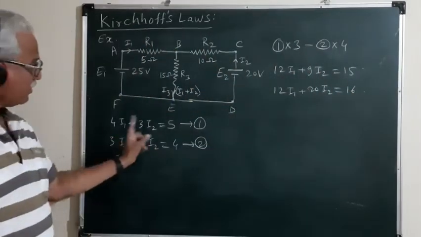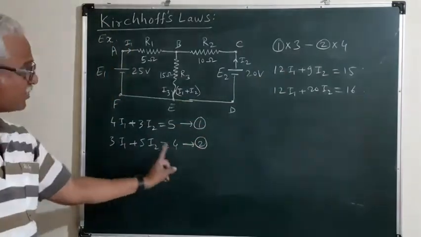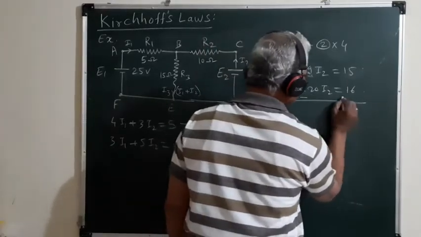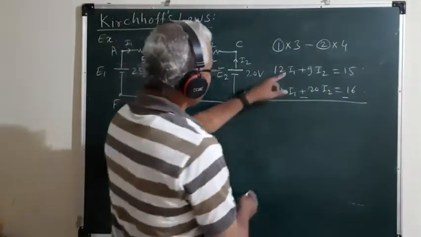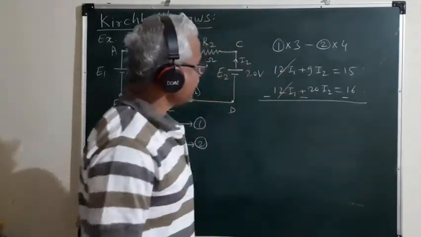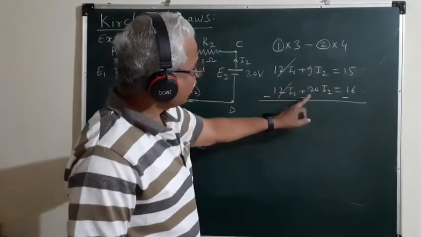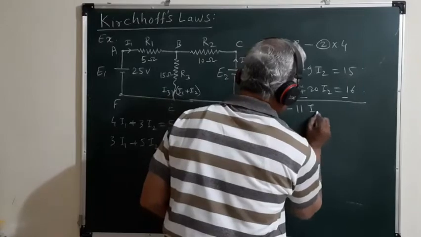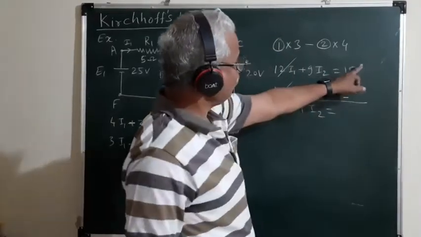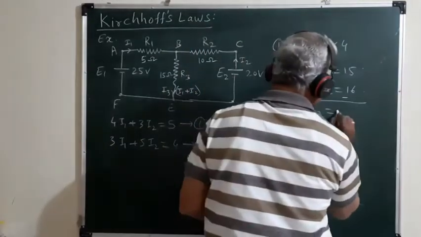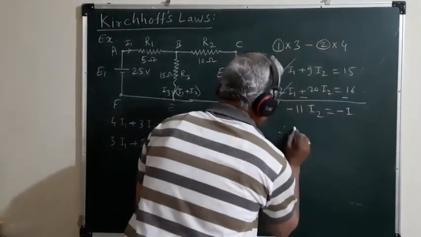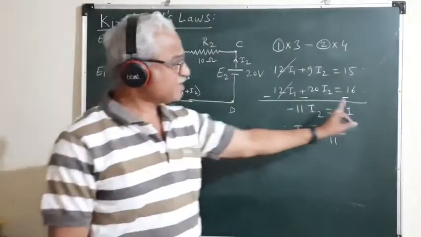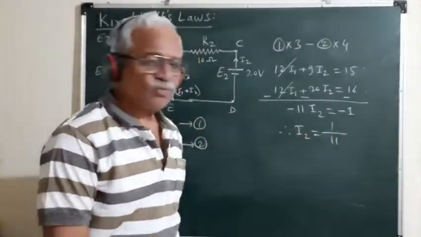So multiplying equation 1 we get this equation, multiplying equation 2 we get this equation, and now if we take the subtraction of these two equations, plus 12I1 minus 12I1 will cancel, plus 9I2 and minus 20I2 is nothing but minus 11I2 is equal to plus 15 minus 16, which is minus 1. Therefore, I2 is equal to 1 upon 11. Minus minus will become plus, and I2 will be equal to 1 by 11.